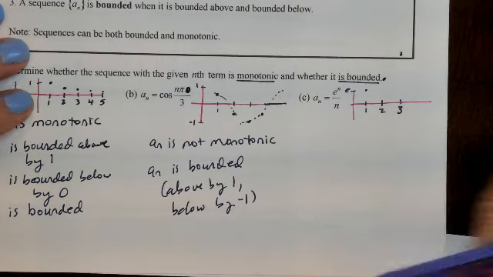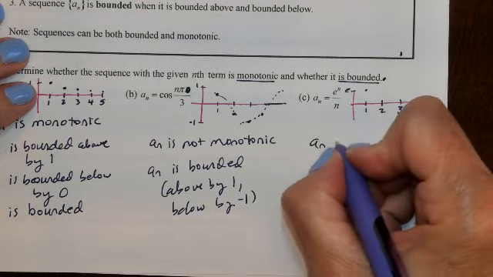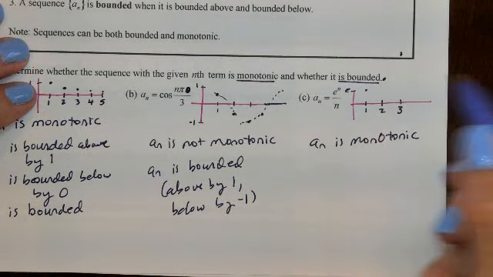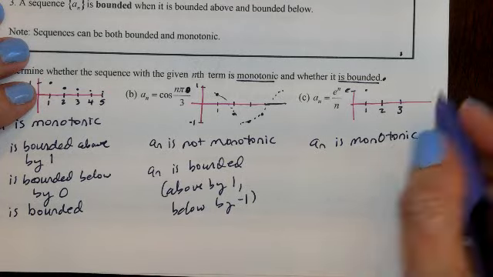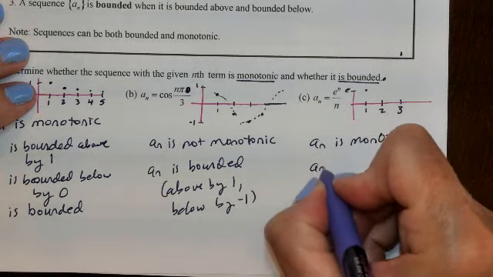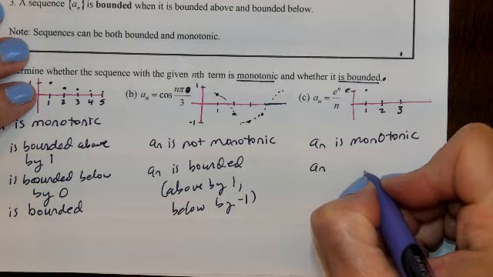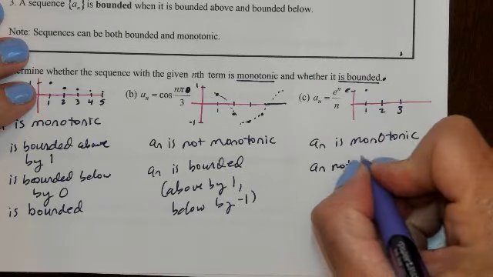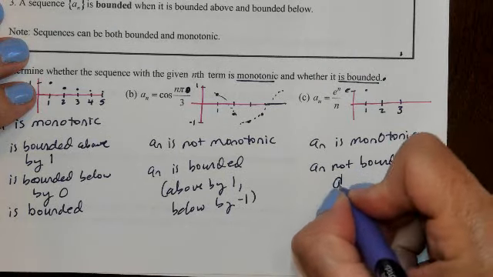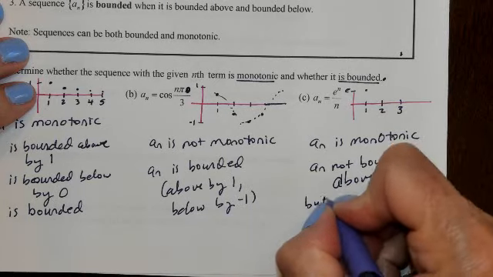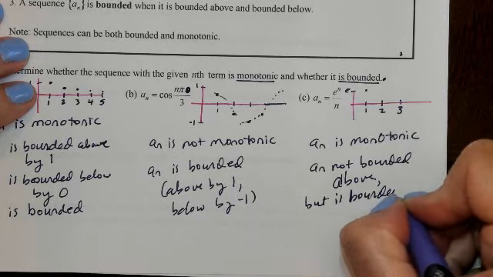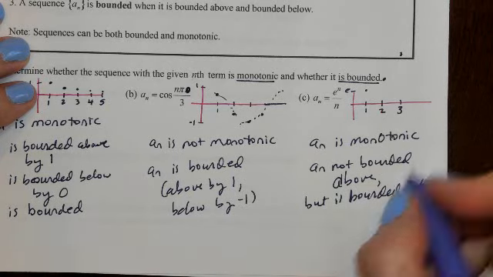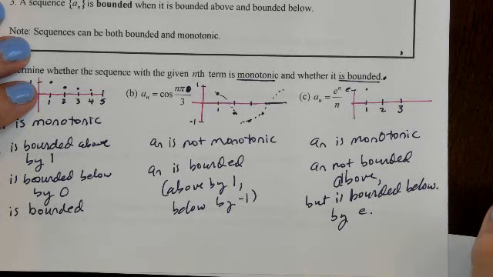So that's probably enough to convince you that here a sub n is monotonic because a sub n is always increasing. Is a sub n bounded? Well, it's not bounded above, is it? It's not bounded above, but it is bounded below. Okay? We could say it's bounded below by e, if we would like.